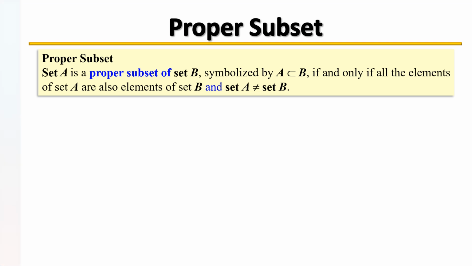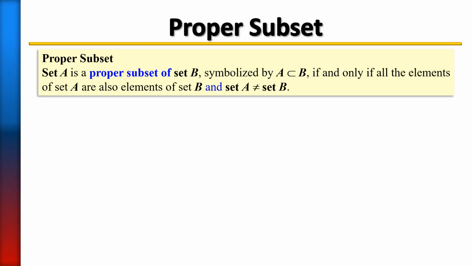Proper subset. Set A is a proper subset of set B, symbolized by A ⊂ B. It's like a U that's on its side. If and only if all the elements of set A are also elements of set B, and set A and B are not equal to each other. So you say to yourself, hey, that definition sounds a lot like subset.